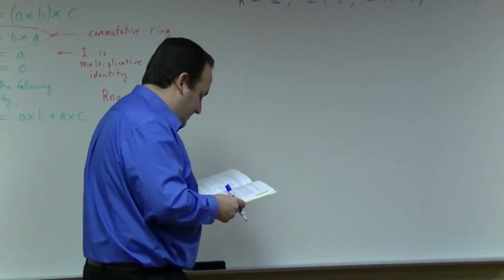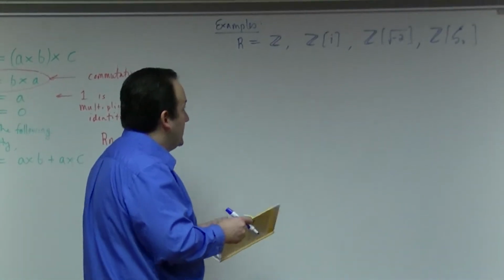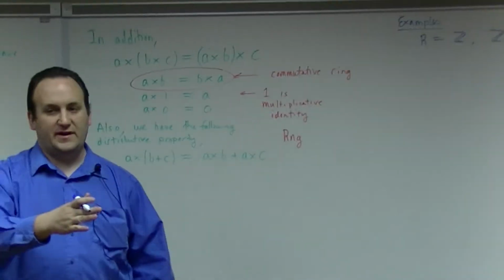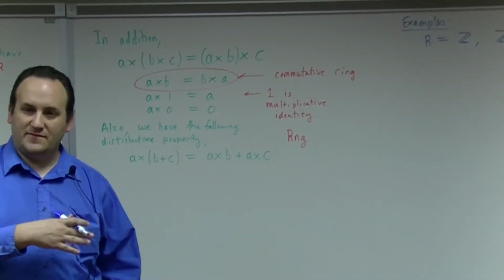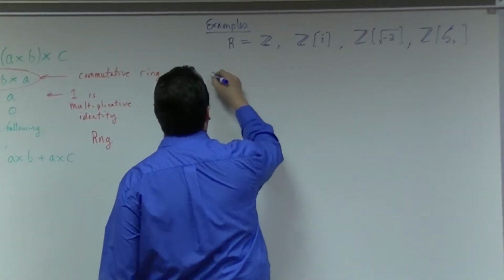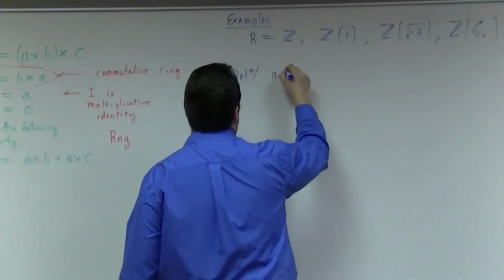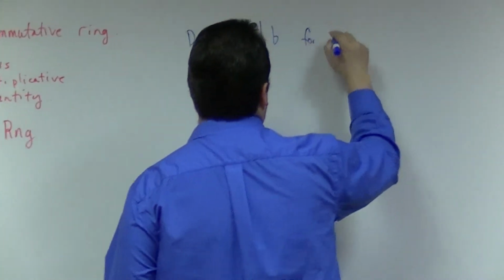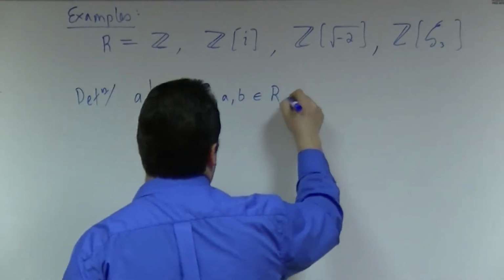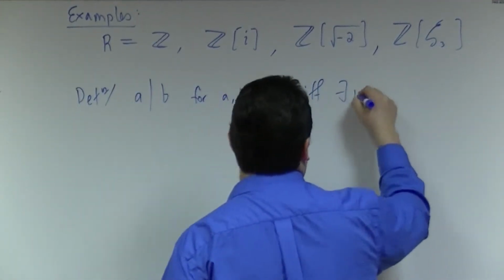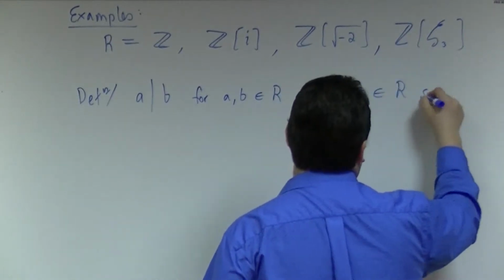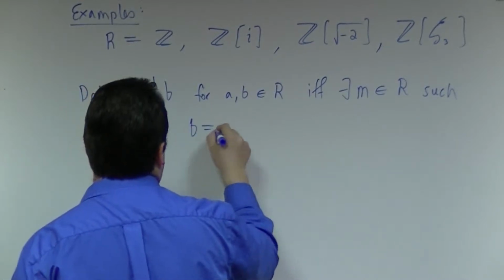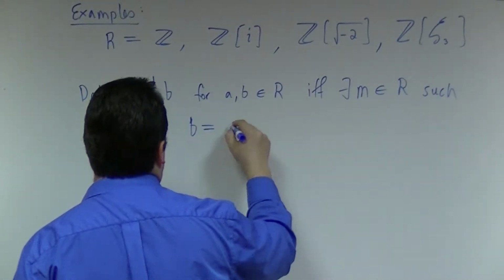So divisibility, right? I talked about divisibility like 3 or 4 different times in this class, but we can define it in general for an arbitrary ring. The definition: A divides B, for A, B in the ring, if and only if there exists, let's say, M in R such that B is equal to what? AM or MA, right?